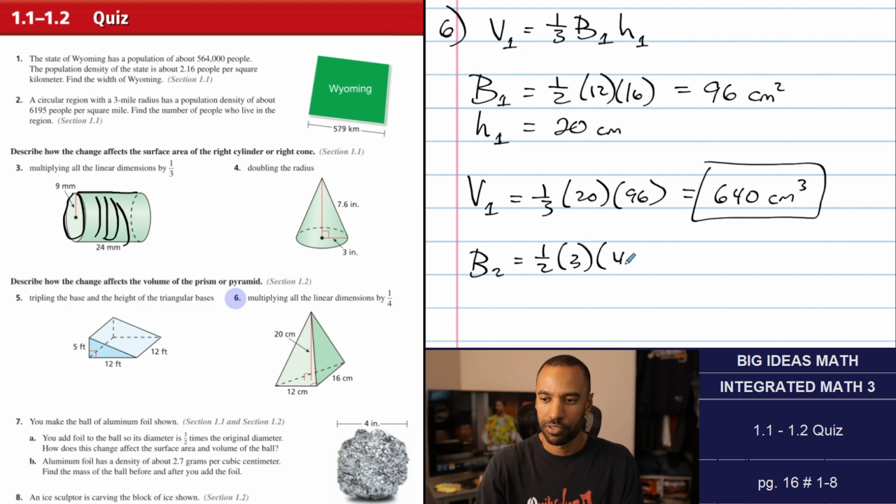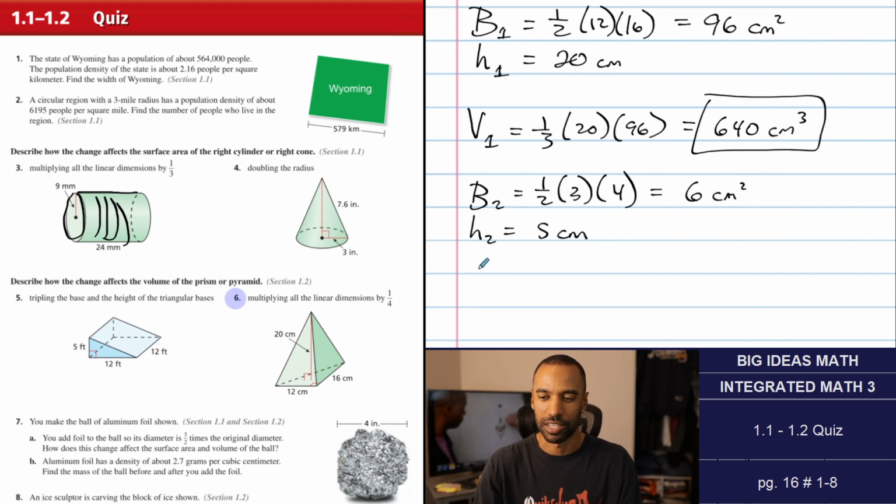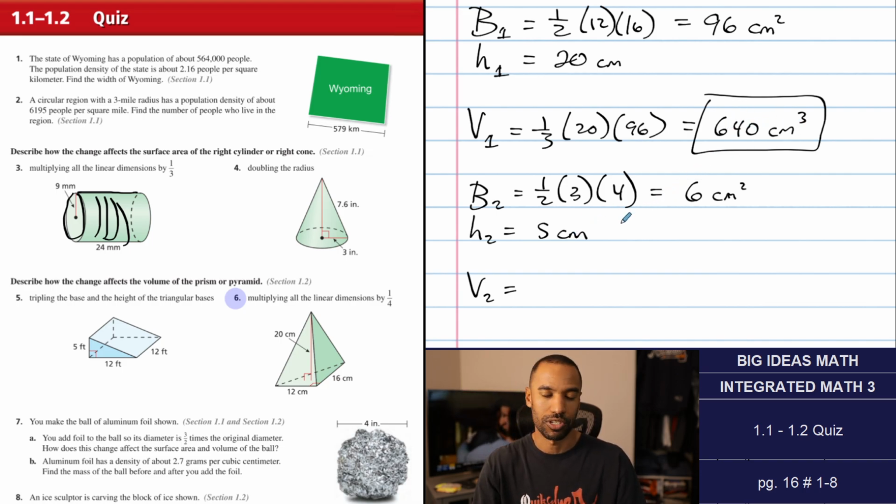Let's take 1/4 of 16. And that'll give us 6 square centimeters, significantly smaller than the 96 you saw before, right? Height of this, you take 1/4 of 20, which is 5. And now we're going to take 1/3 of 6 times 5. So you can see, significantly smaller. Like I said, it's 1/64 smaller. It should be 10, because 640 is here, 10.